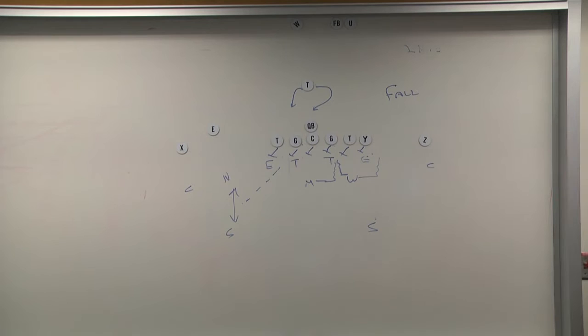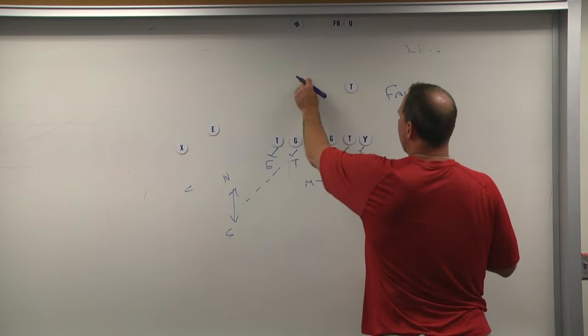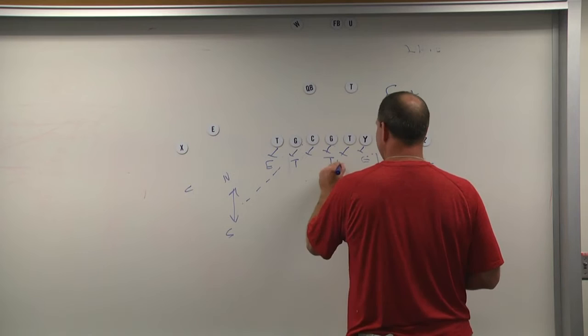So that's what we're referring to when we say fall run fits. It's already declared for us if they give us an offset back. We fall, same thing. The back is declaring where we go into. Okay? So the Will is in the D, the Mike's in the B, we're fitting this way.